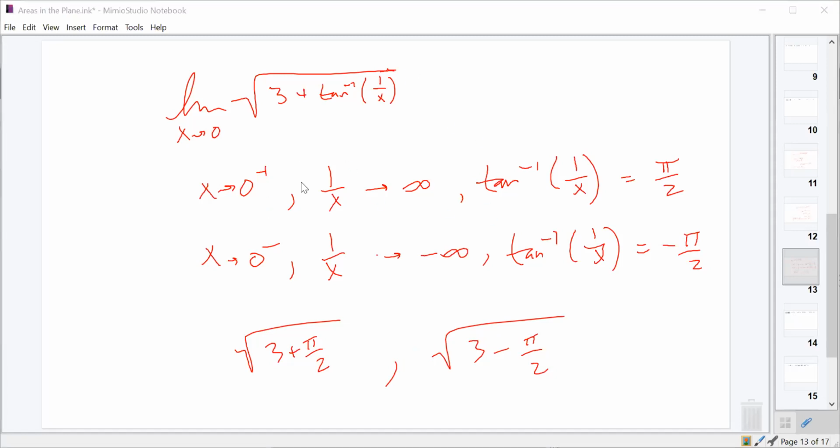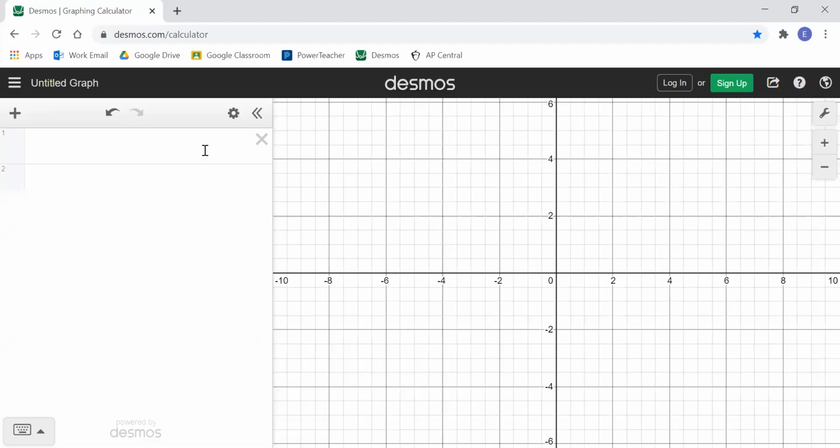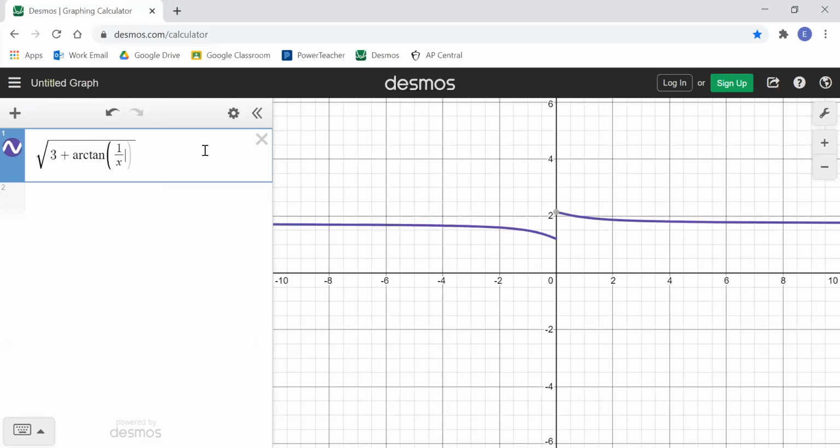And if we were to graph this function, square root of 3 plus arctangent 1 over x, we would see that from the left and from the right, we get two different values. And clearly it doesn't exist. Good or no? That makes sense? Cool. Yeah, so that one's a little bit tricky.